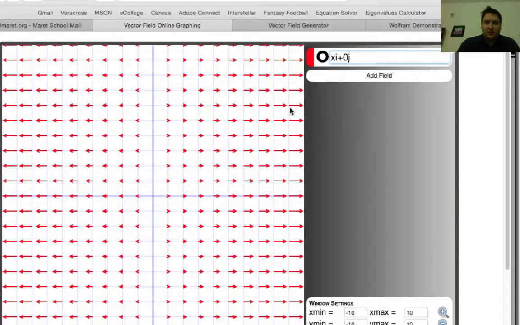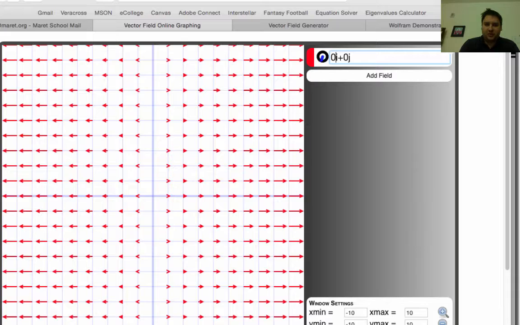Is this surprising to you? I hope not. I mean, the y component of my output, the y component of my vector is always 0, right? So I'm always going to be going to the left or to the right. And you see that, the further we get from 0, the longer these vectors are getting, the more magnitude we're getting, because it's dependent on x, right?